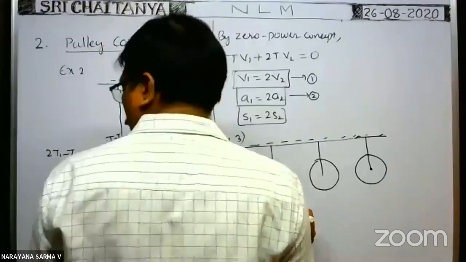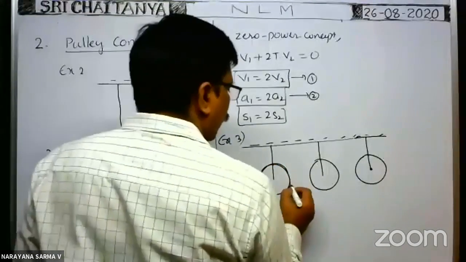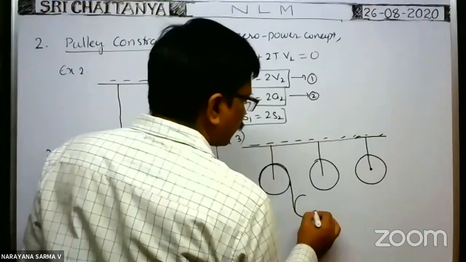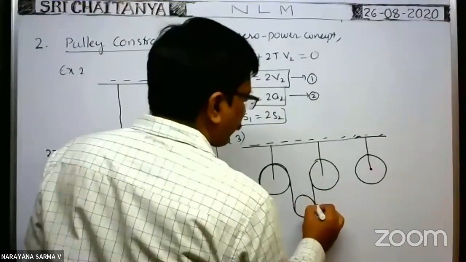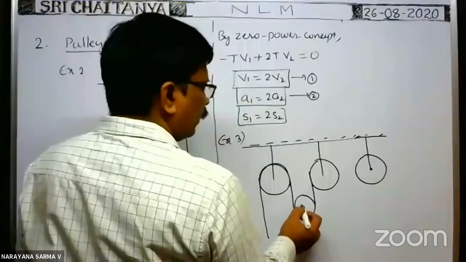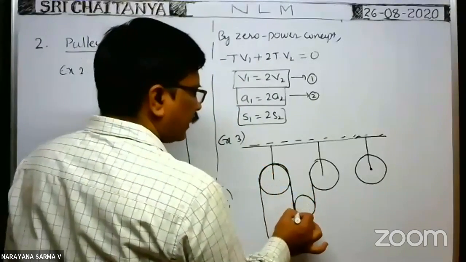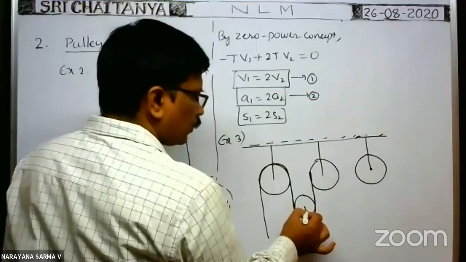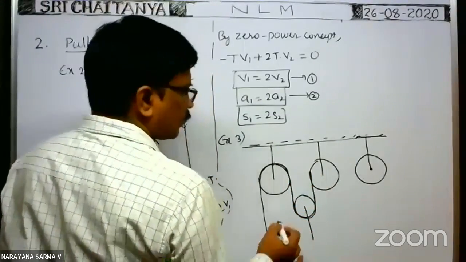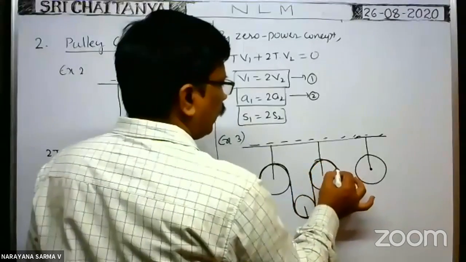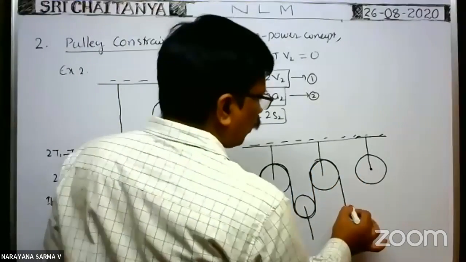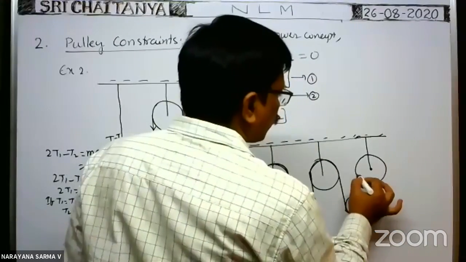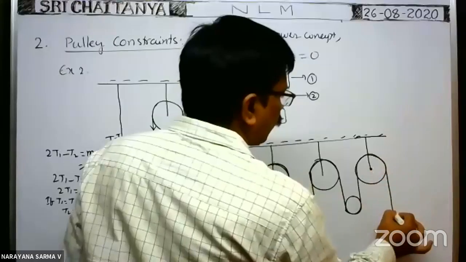One string is passed over this pulley. And here it is passed through another small pulley like this. Here this string is passed over another pulley like this. And here one string is fixed to the pulley like this. Here this string is passed over the pulley, and it is passed through another pulley kept here, and passed over the other pulley. And here the string is passed over the pulley like this.